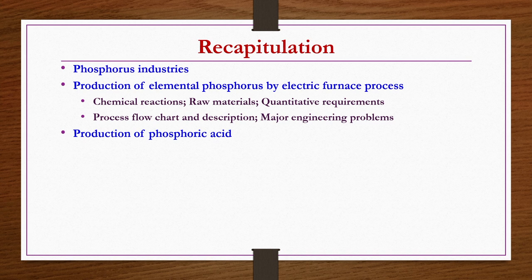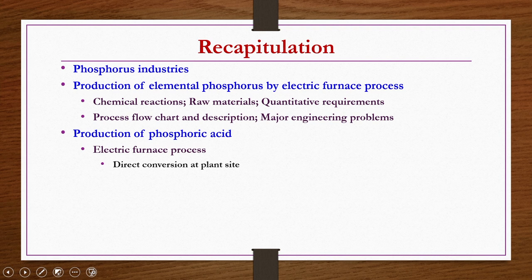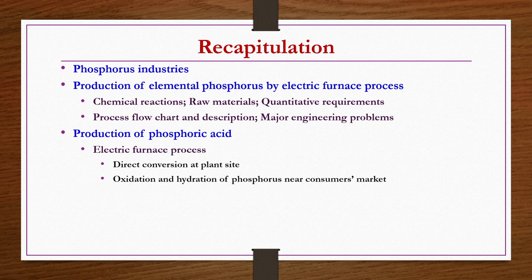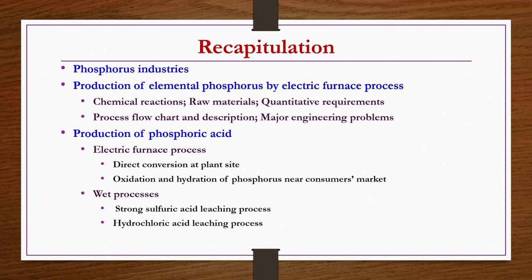We realized three categories. The first category is electric furnace process, under which we had discussed two processes, direct conversion at plant site and oxidation and hydration of phosphorus near consumers market. In the second category, we had wet processes where we discussed two methods, strong acid leaching process and then hydrochloric acid leaching process for the production of phosphoric acid. Third category of blast furnace process, which is no more competitive, so that we have not discussed. In this lecture, we conclude the phosphorus industries by discussing about different types of phosphates.